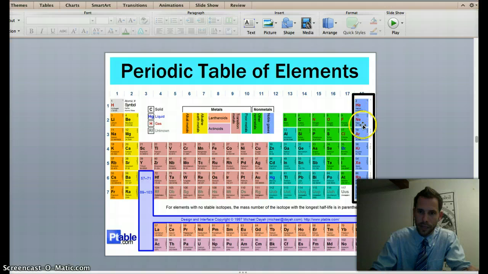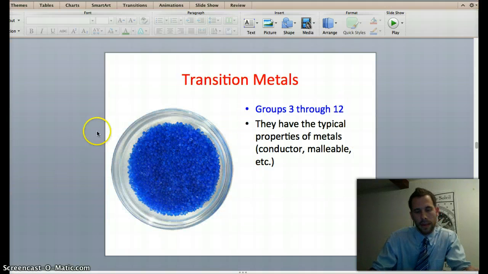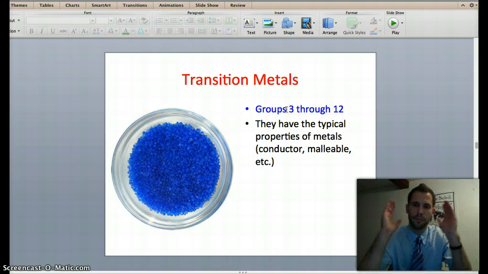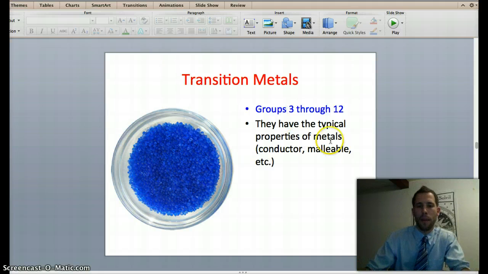They're over here. Helium, neon, argon, krypton, xenon, and radon. Now the ones in between, as you noticed before, are the transition metals. These are groups 3 through 12. They have all the typical properties of metals. They conduct electricity and heat. They're malleable. They're shiny. All metals are very shiny. But just look at a fork.